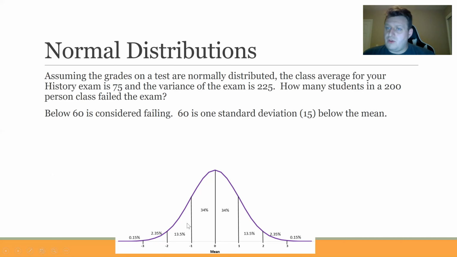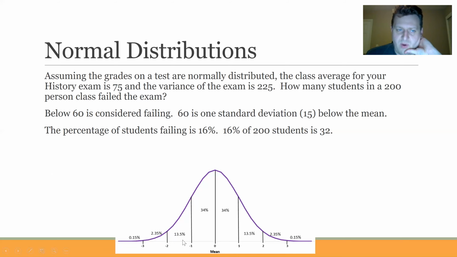So the first thing we need to do is find the percentage of the class that fails the exam. That would be 0.15 plus 2.35 plus 13.5. If we add all of these together, the percentage of students failing the exam is 16%. If we do that math quickly with this lovely graph that we memorized.